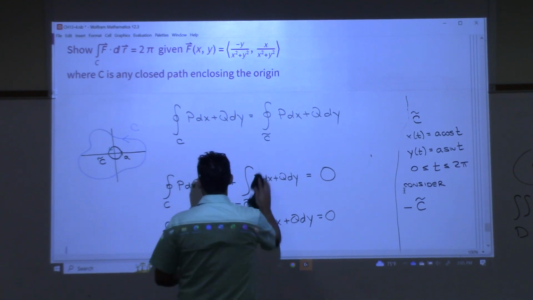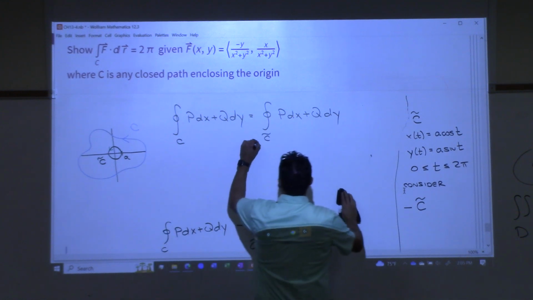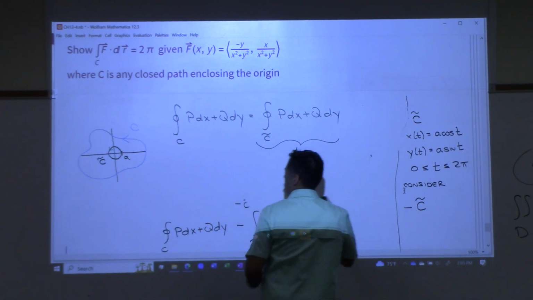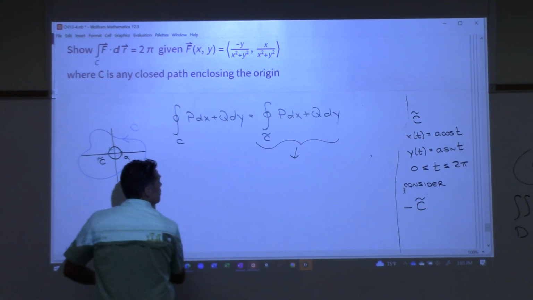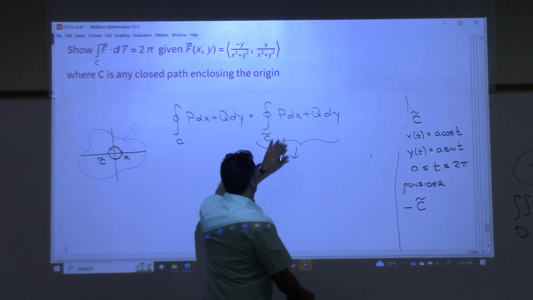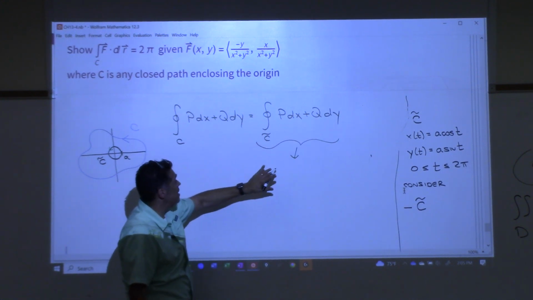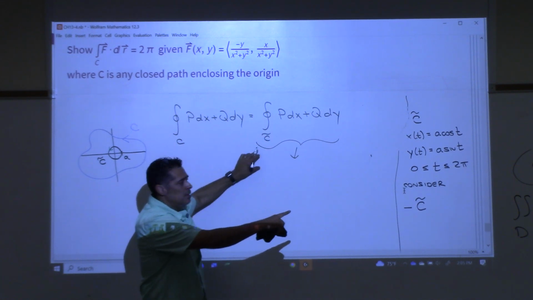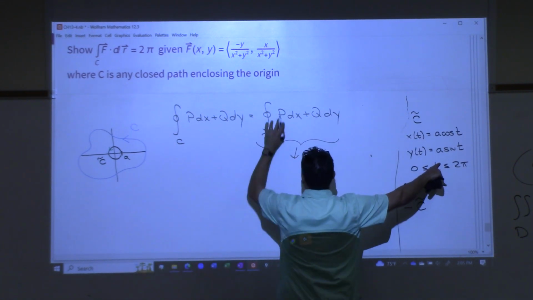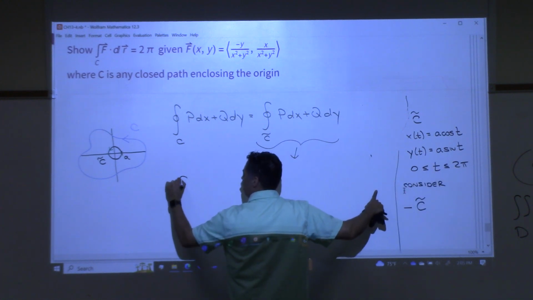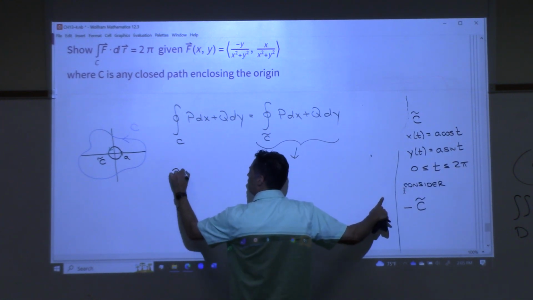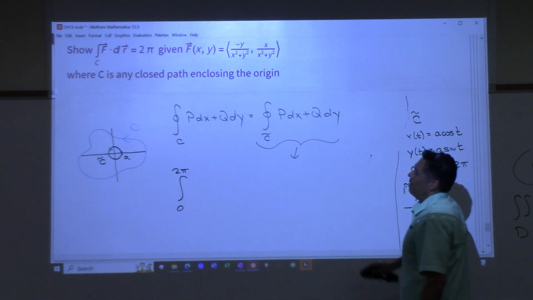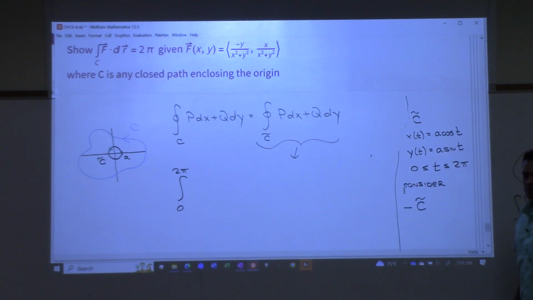So let's do that line integral. Let's do this right here. Let's go find it. How do I calculate that? Well, I need a parametrization, don't I? For that curve C tilde. Do we have it? Yeah, there it is. So let's just do these. It's the integral from 0 to 2 pi. This is going to look terrible, at least.